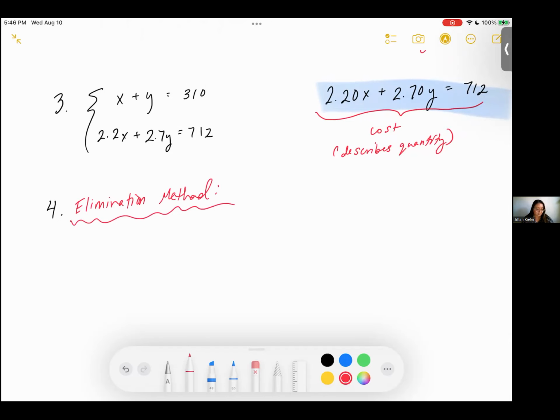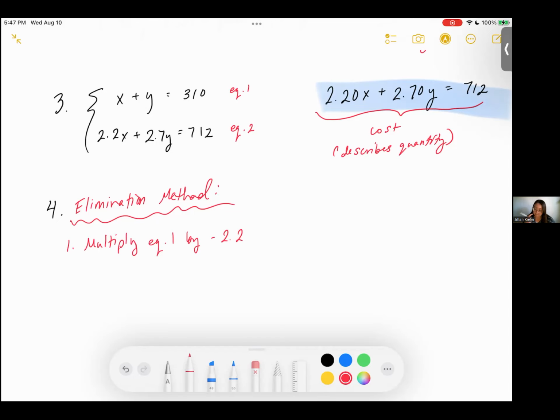The way that we're going to do the elimination method, remember, we just want opposite coefficients. So whether you pick coefficients of x or coefficients of y, doesn't matter. I'm going to pick the one that's slightly smaller. I'm going to pick the 2.2 instead. We can say this was equation 1 and this was equation 2. So for my first step, I'm going to multiply equation 1 by a negative 2.2. So every value is going to be multiplied by a negative 2.2 in this case.